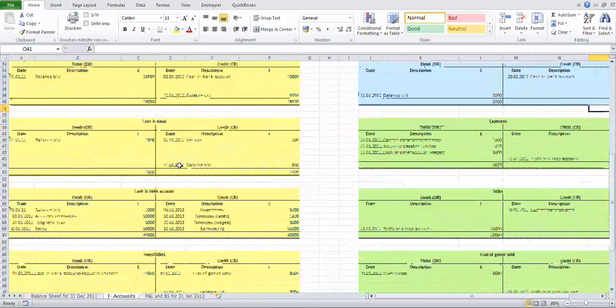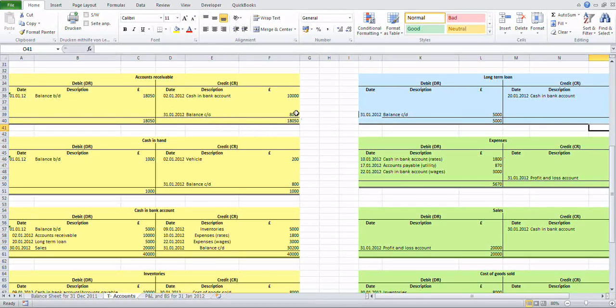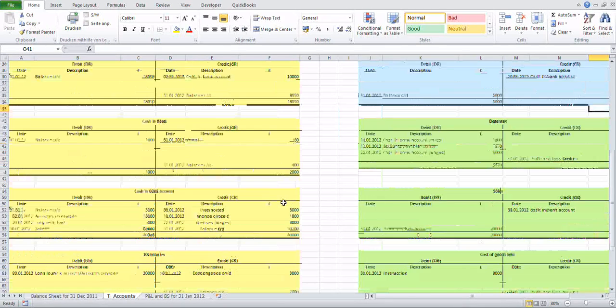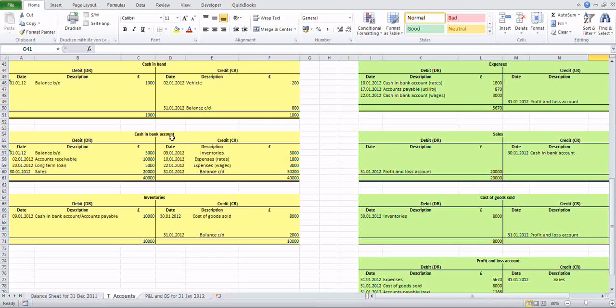We can see that accounts receivable, 8,050, going towards that. Cash in hand, 800, balances out with 800. The cash in bank account balances out with 30,200 going towards the balance. So the balance is 40,000 for that account, so quite a large account. The inventories, 2,000 go towards the balance sheet.